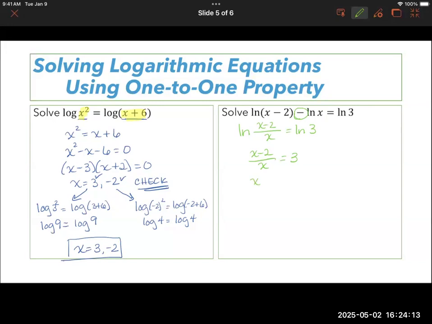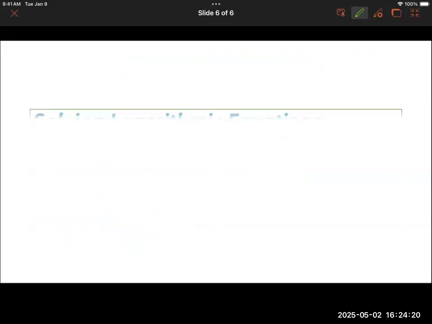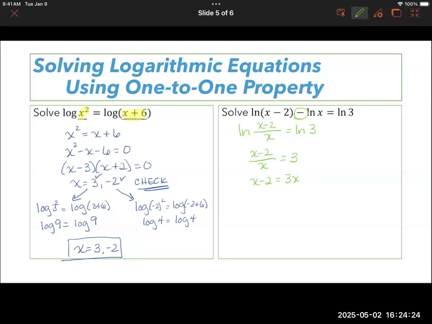So I can look at x minus 2 over x being equal to 3. I will multiply the x on both sides. Then I will solve this. So we're going to subtract the x, get a negative 2 equal to 2x, and x is going to equal negative 1.